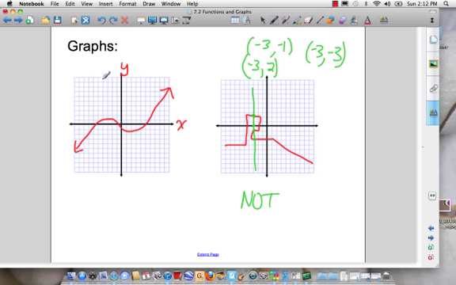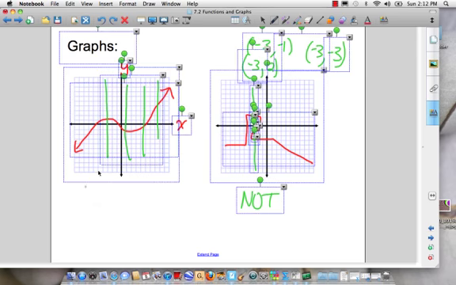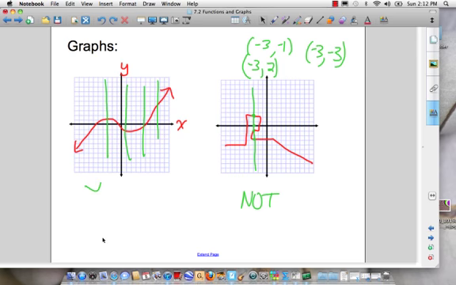This other one over here, you can draw a vertical line wherever you want. It's never going to cross that graph. One vertical line will never cross that graph more than once. So that means that that one is indeed a function. So let me write yes, that is a function. It passes the vertical line test.